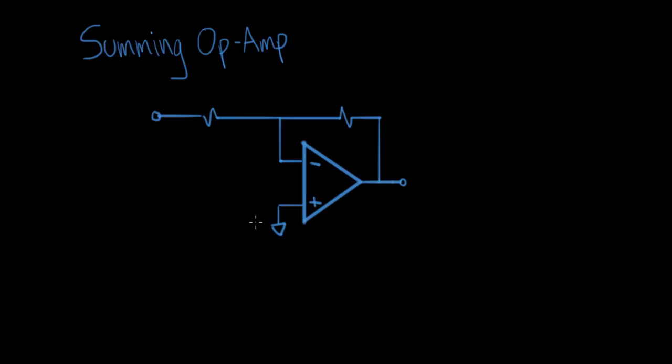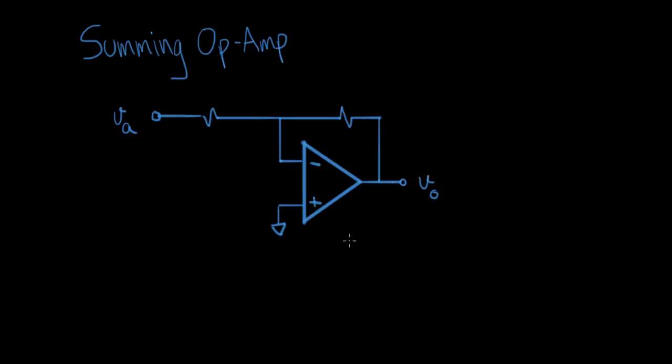Another form of an op-amp circuit is called the summing op-amp. We're going to work through how this one works. What's drawn here now is an inverting op-amp circuit with a single input. We'll call this VA for now, and we have V out.